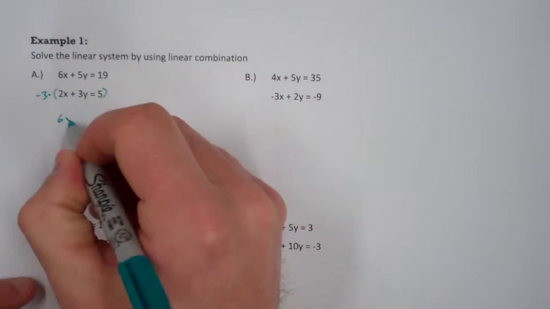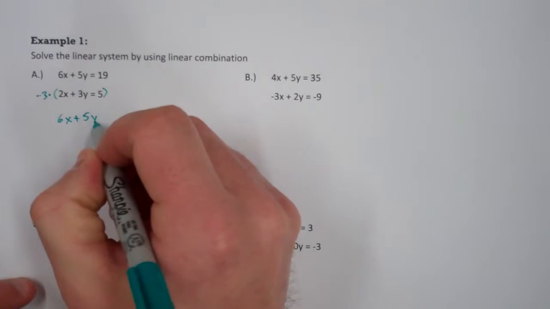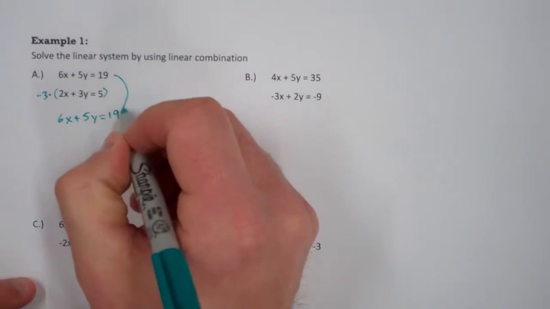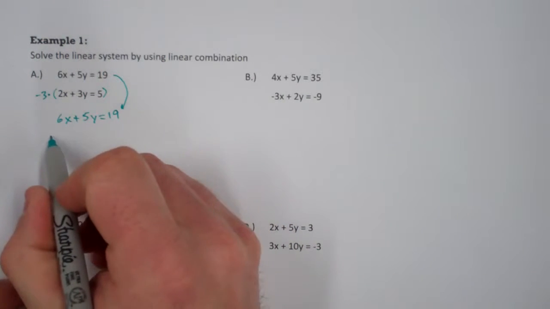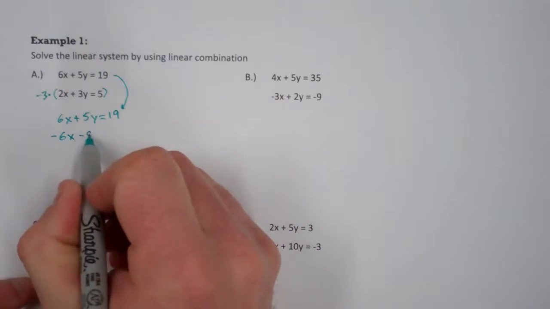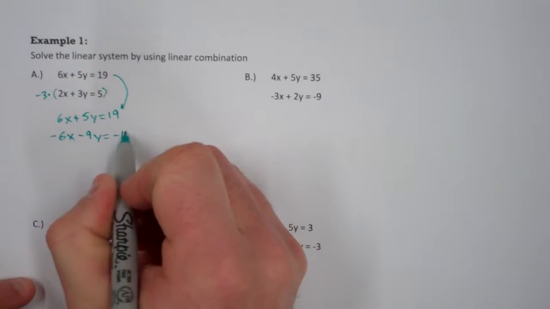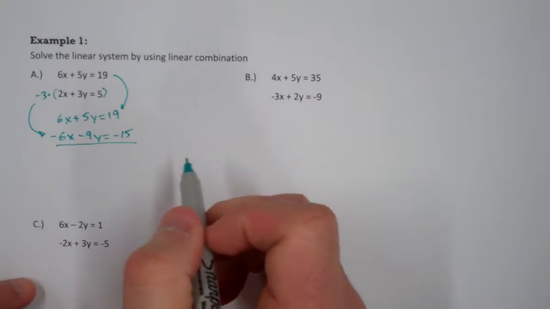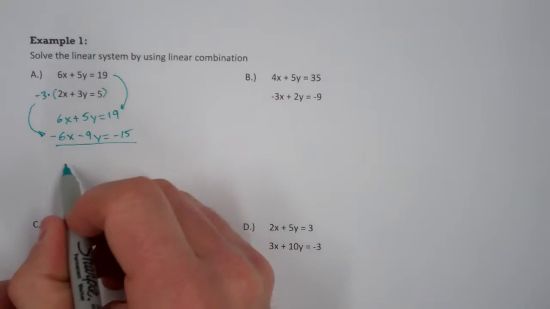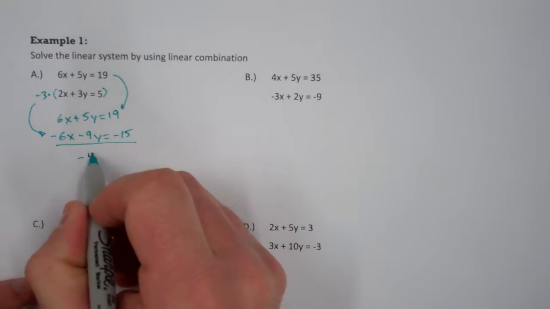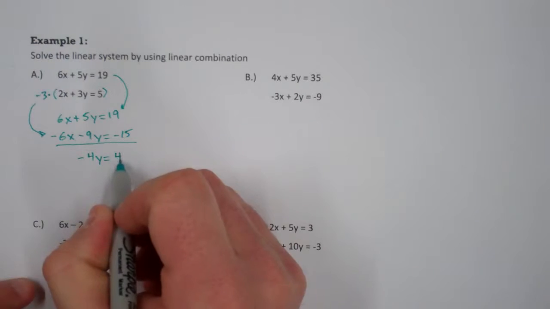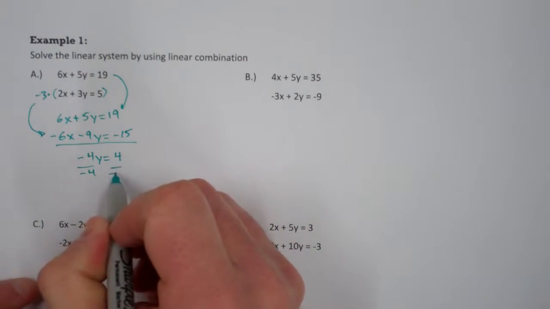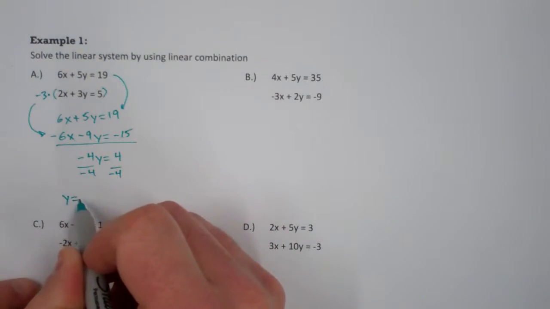So let me write that first equation down for you. And then I'll bring the second one down after we've done the multiplication. So that's this one. Now we can add these two up. So we've got 4y, -4y, is equal to 4, divided by -4, and y is -1.